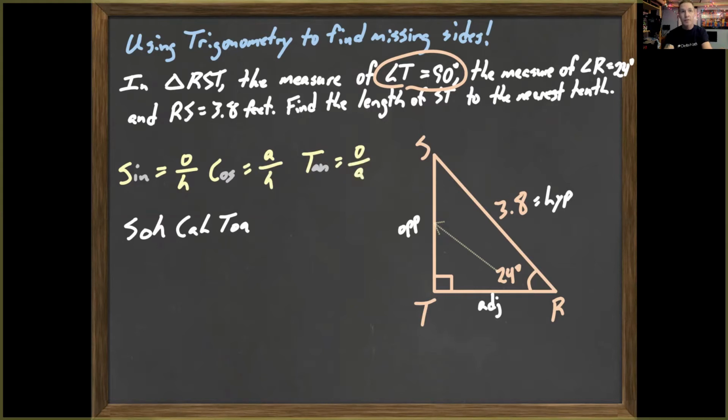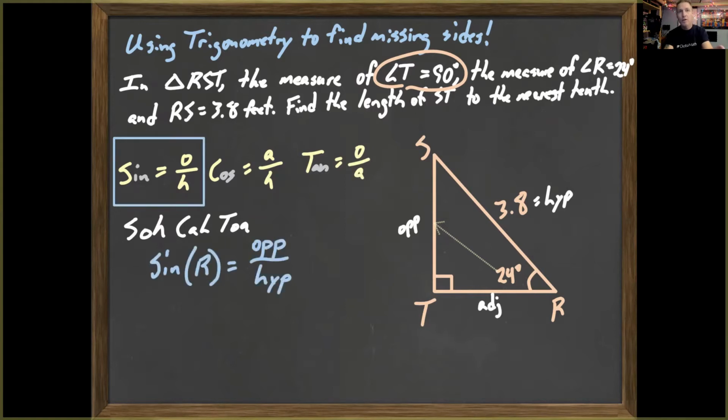So the length of those sides. SOHCAHTOA. So in this case, I'm going to use sine. Why? Well, let's take a look. They gave us the hypotenuse. So that means I need to use one of these two because I know the hypotenuse. So it's either going to be cosine or sine. But I'm looking for ST. So that's the side I'm looking for. So I have to use sine because I'm looking for the opposite side.